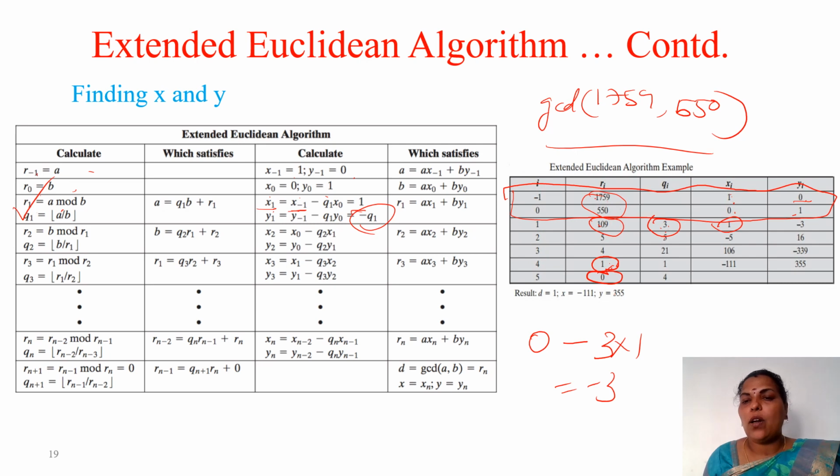Likewise, you have to find all the values, and finally the y_i value we obtain, the positive value, is the inverse of these two numbers. 355 is the inverse of 1759 and 550. So before performing these steps, first you have to apply the Euclidean algorithm and check the GCD of the two numbers. If the GCD of these two numbers is 1, then only the inverse exists, and only then you proceed. Otherwise, it is a waste of time. Always keep this in mind.